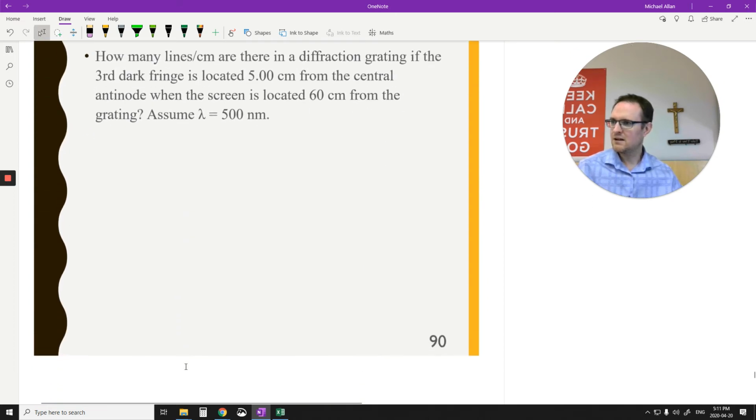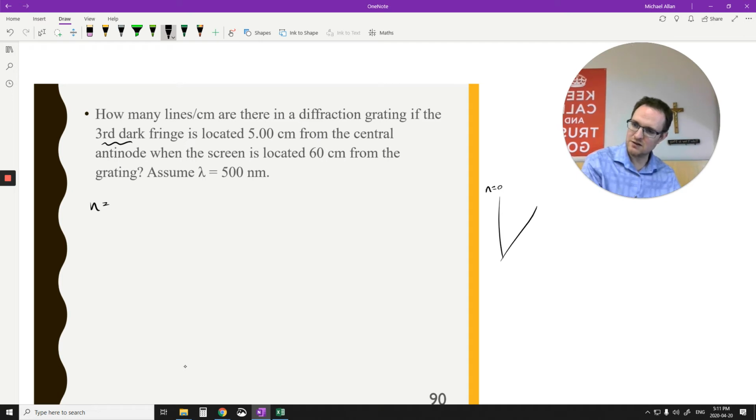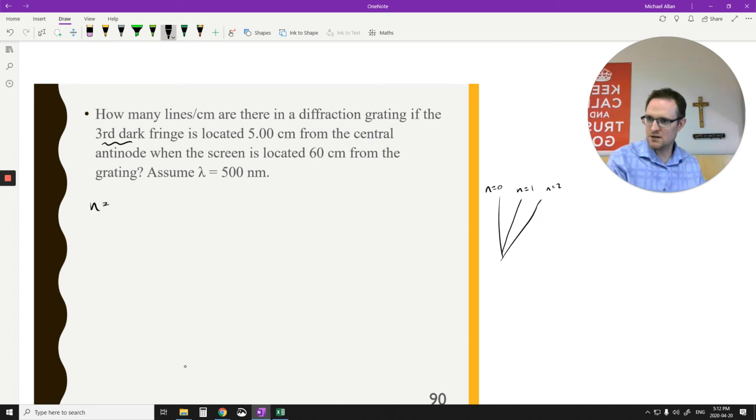Anyway, how many lines per centimeter would a diffraction grating have if the third dark spot, remember we talked about this already. If I were to try to draw that out, n equal to 0 is my central bright spot, n equal to 1 is my first bright after that one, so this is my second bright spot. So my third dark spot, this is my first, second, third, slightly after 2, so it's 2.5. It's located 5 centimeters, so that's my x from the central antinode.